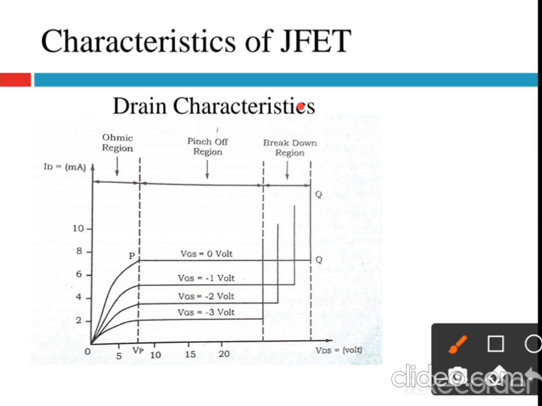Now this is the breakdown region. In this region, the drain current ID increases rapidly as VDS is also increased. At this point, the gate to source junction breaks down due to the avalanche effect, and due to this the device may be damaged. The VDS corresponding to this point is known as the breakdown voltage. So this is all about the drain characteristic.